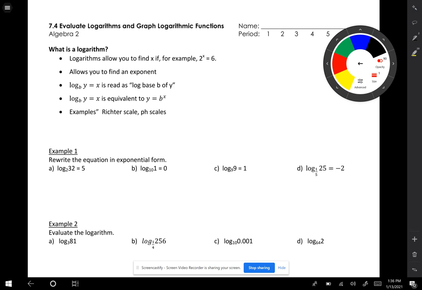Examples of logs are used in Richter scales and pH scales, if you're talking about acids, bases, all that stuff. So you'll use logs in chemistry. Let's do some examples. In example 1, we have to rewrite the equation in exponential form.